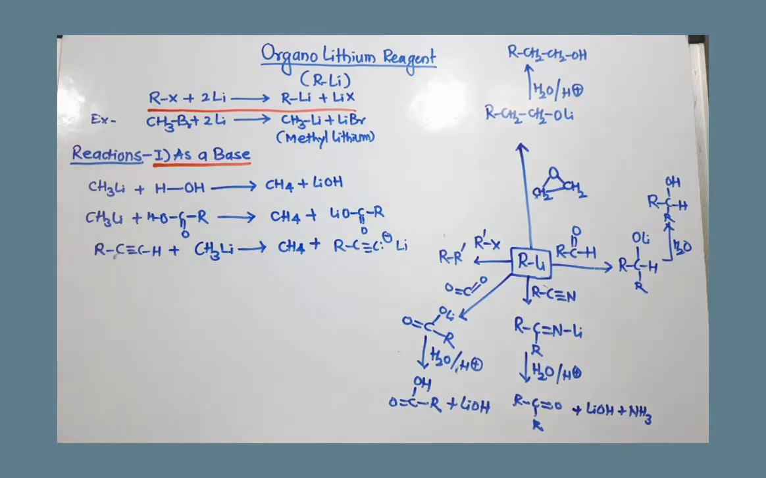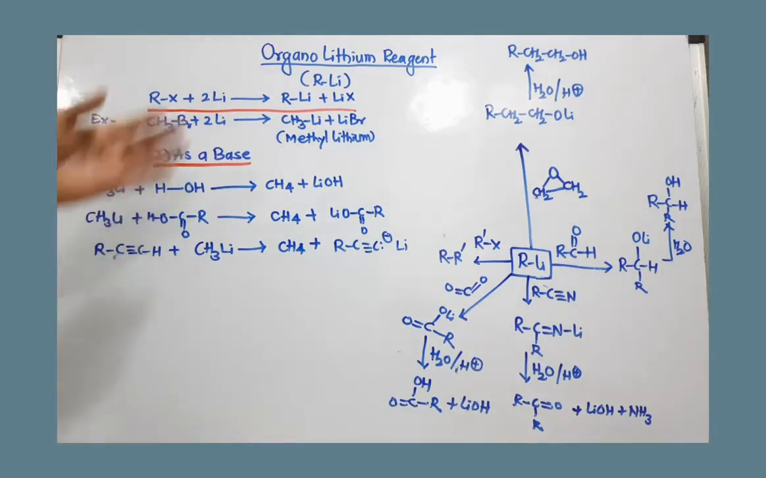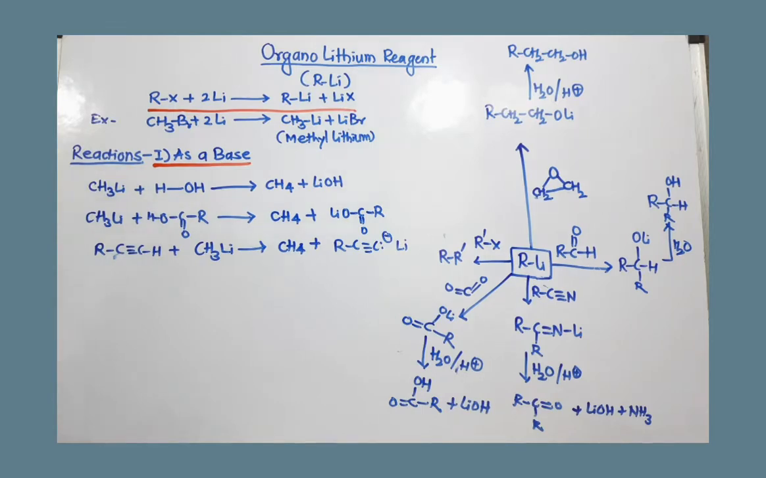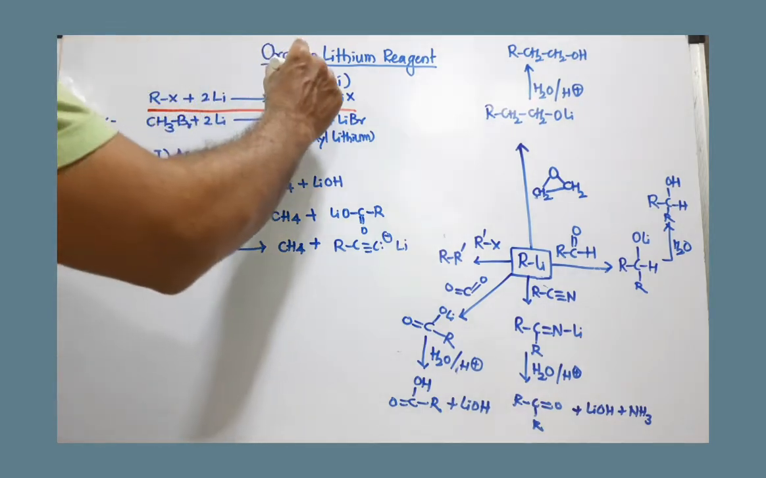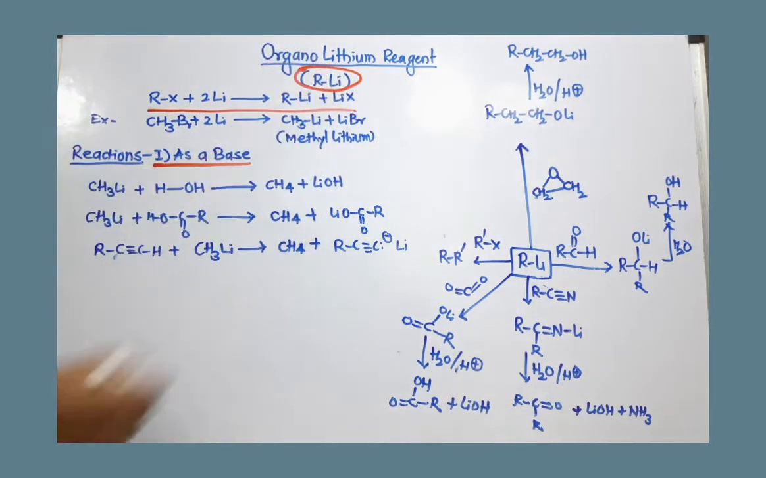After organomagnesium compounds, we are going to discuss organolithium compounds. Here we are going to discuss only one compound, that is alkyl lithium. You see here, it is quite similar to the organomagnesium compound, particularly the Grignard reagent. Here also this R is negative.